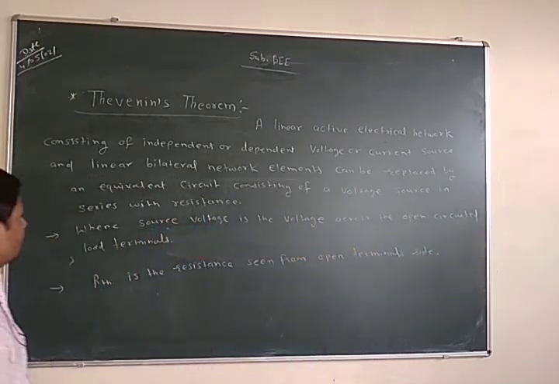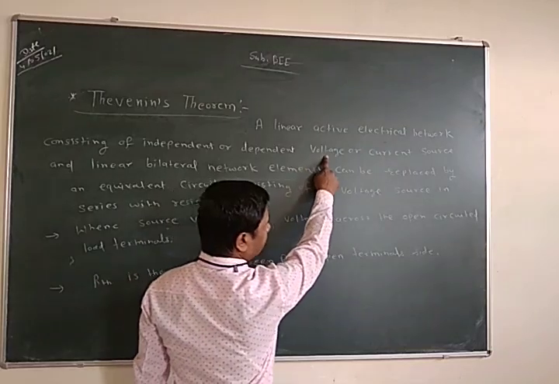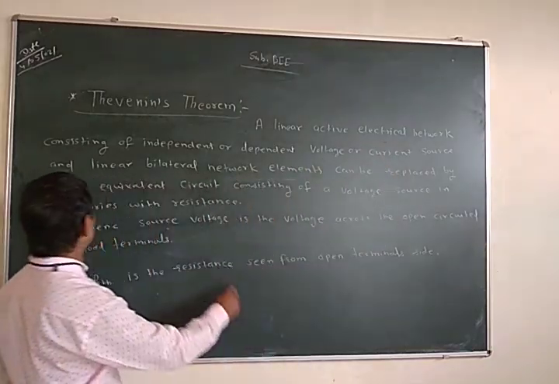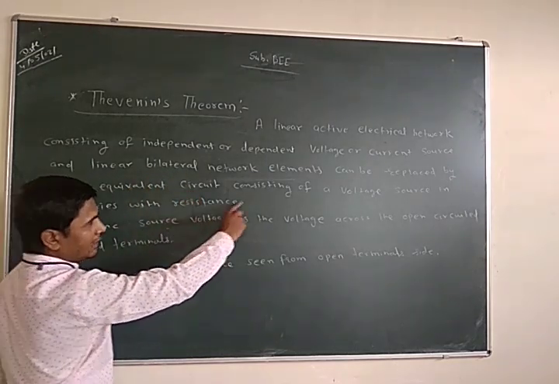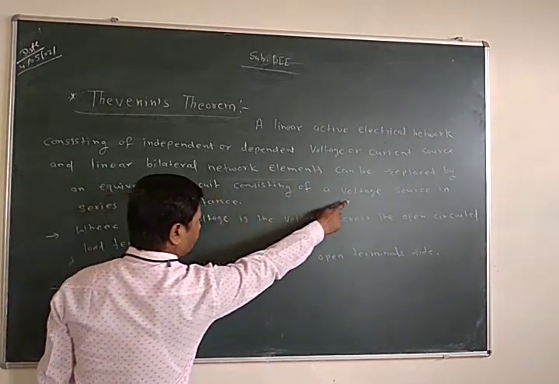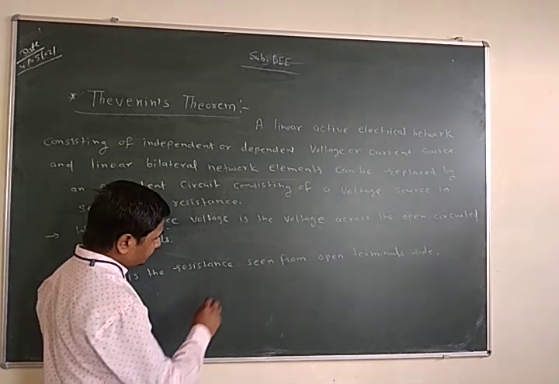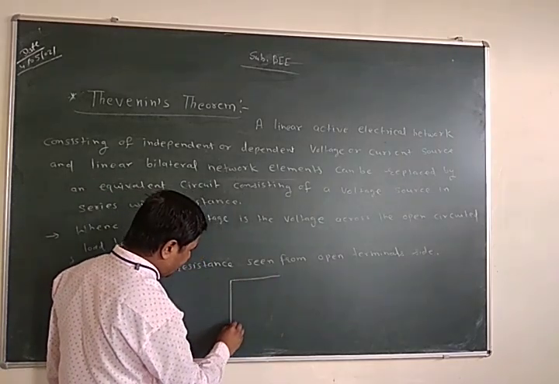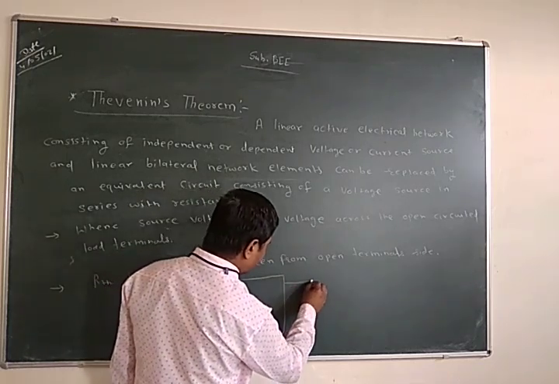So in this way, the statement of Thevenin's theorem is: a linear active electrical network having independent or dependent, either voltage source or current source, and whose elements are bilateral, can be replaced by an equivalent circuit which consists of a voltage source in series with a resistance.